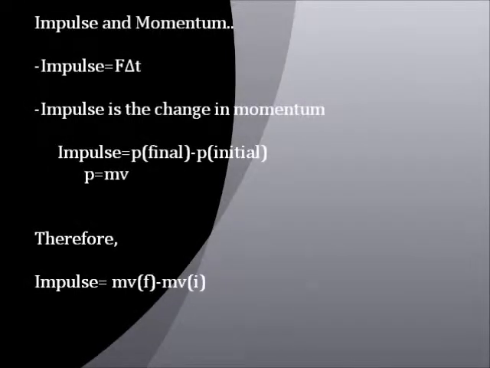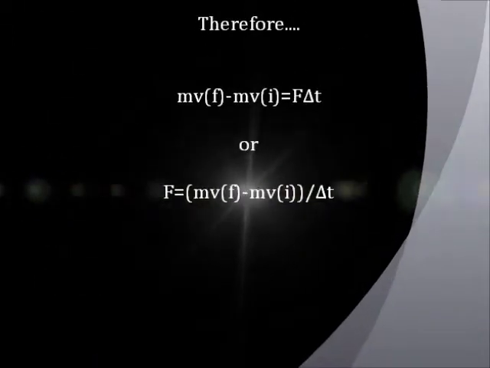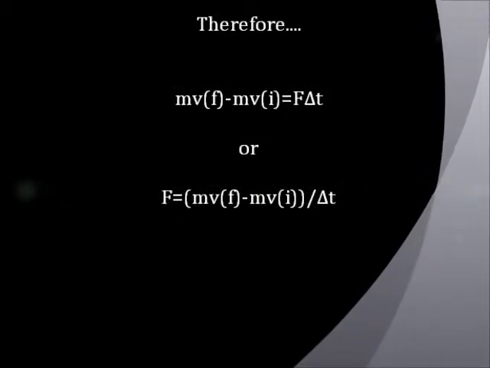Impulse is force times the change in time. Impulse is change in momentum. Impulse equals the final momentum minus the initial momentum. Momentum is equal to the object's mass times its velocity. Therefore, impulse is equal to the final mass times velocity, minus the initial mass times velocity. Doing some moving around, force equals the change in momentum over the change in time.